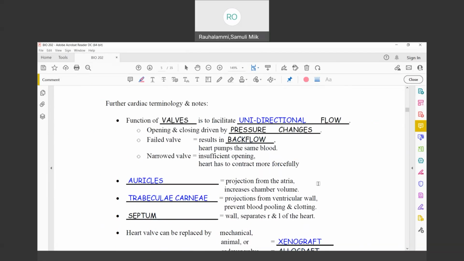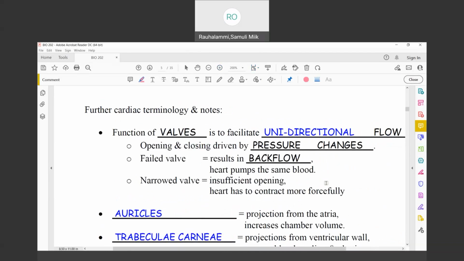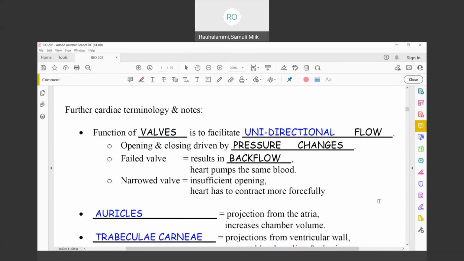So the purpose of the valves was to facilitate one directional flow of the blood, and the opening and closing of the valves was of course driven by these pressure changes within the chambers. Two clinical conditions that I wanted to highlight here as they relate to what we've been looking at. If we have a valve that doesn't close properly, we end up with some of the blood being able to leak back into the direction where it shouldn't. So kind of the blood gets pumped back and forth, the same blood, without accomplishing this perfect unidirectionality. So that would be a problem with a failed valve.